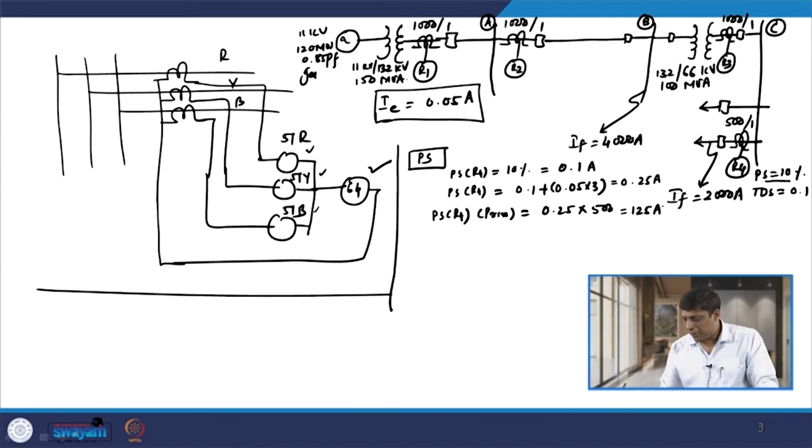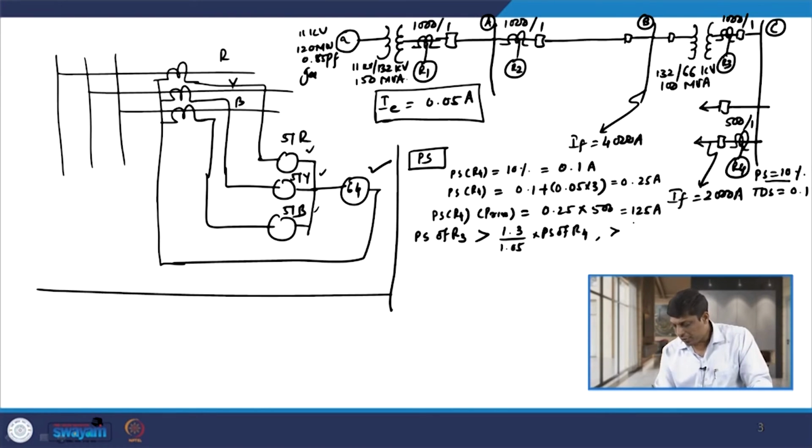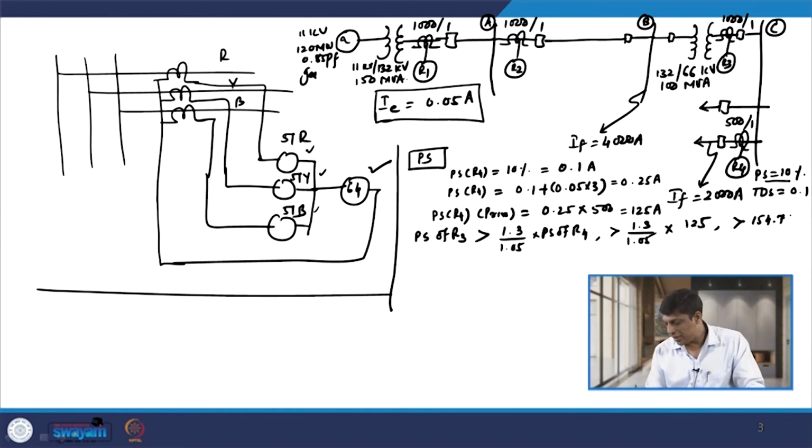So, when we decide the plug setting of relay R3, it is given by greater than 1.3 divided by 1.05 into the plug setting of relay R4 on primary side. So, this value is 1.3 divided by 1.05 into 125. If I calculate, this value should be greater than 154.76. This is primary side, primary of relay R3.